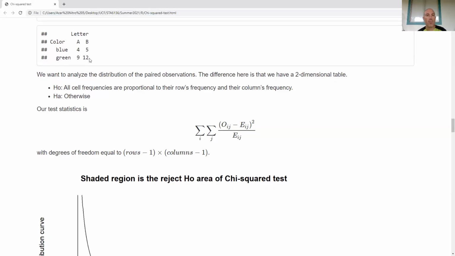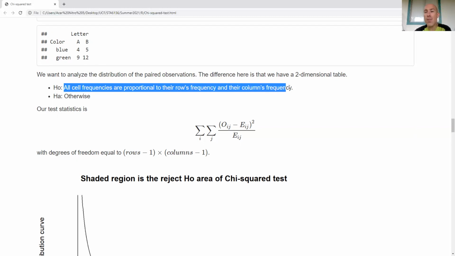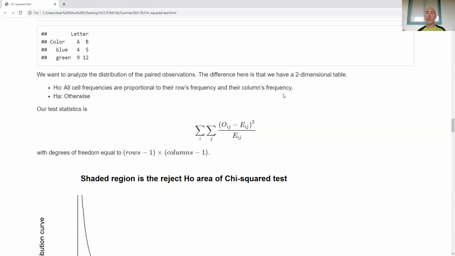All right, so my null hypothesis is that all cell frequencies are proportional to their row's frequency and their column's frequency. Okay, so this is called the marginal frequencies. So what that says, this is what we would see if color and letter are completely independent of each other. We would see that more often than not, the frequency of blue and A would be proportional to the frequency of blue and the frequency of A overall.